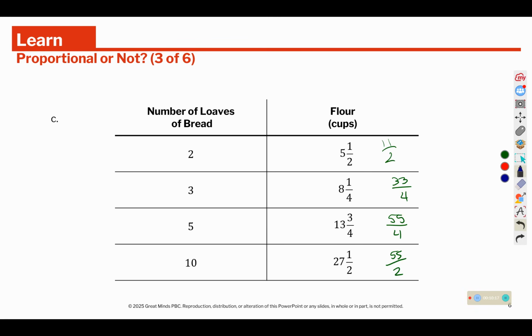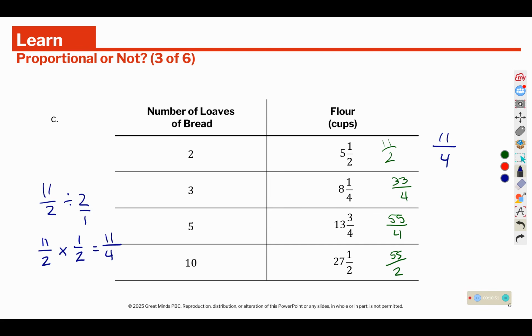Now for dividing, remember we're doing the flour per loaf. So we want to divide 11 over 2 by 2. All of these whole numbers have that invisible 1 underneath. And we're going to leave, change, change. 11 times 1 is 11. 2 times 2 is 4. So this one has a unit rate of 11/4.